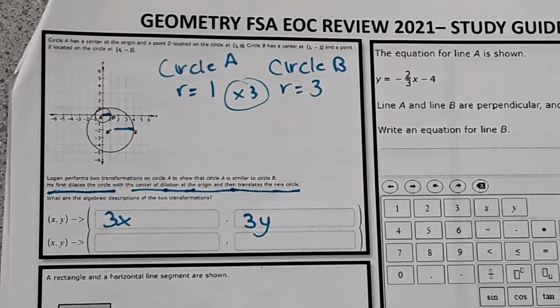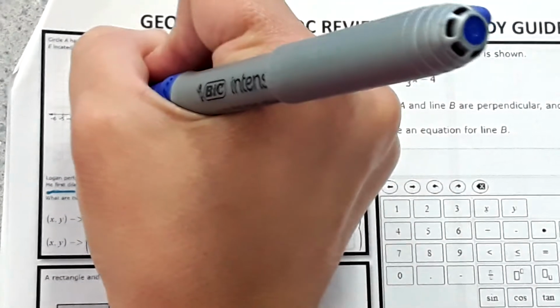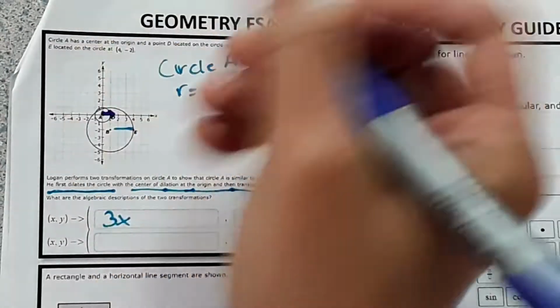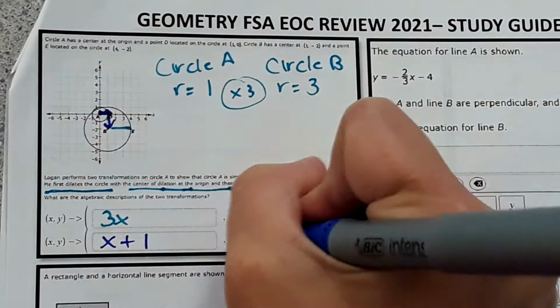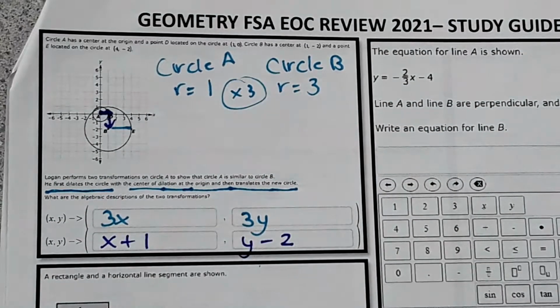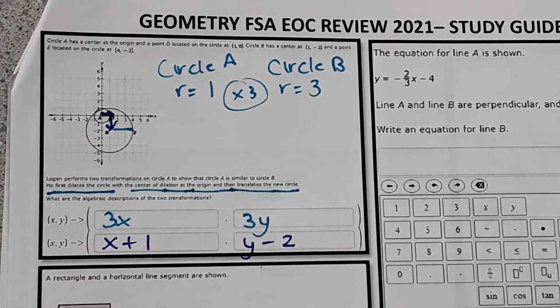Then we need to translate it into the same position as circle B. So to translate it, we're going to move it over to the right 1, so that would be x plus 1, and we'll move it down 2, so that's y minus 2. So we dilated it so that it's the same size, and then translated it into the position of circle B.